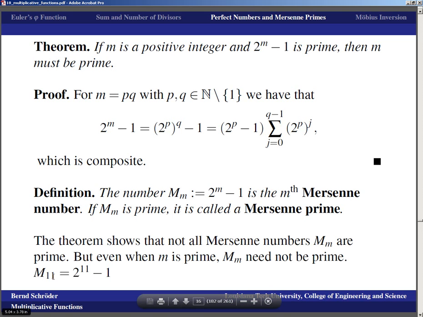For example, if we're looking at the number M sub 11, that's 2^11 minus 1, and I know what that is. That's 2048 minus 1, so that's 2047. The part that I wouldn't necessarily know directly is that 2047 is 23 times 89, and let's see how that would go. 20 times 89 is 1780, plus 3 times 80, which is 240, would give us 2020, plus 3 times 9 is 27, giving us 2047.